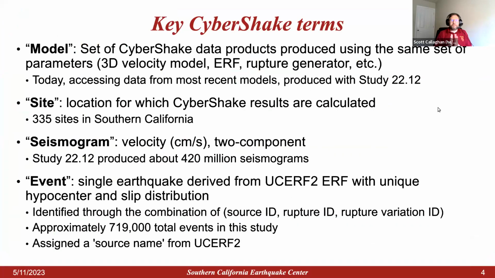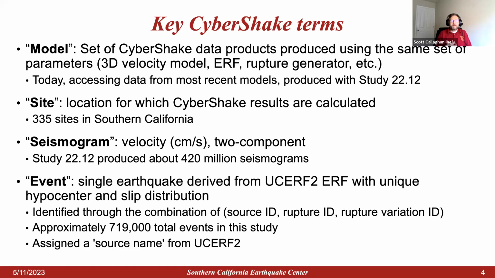The next thing I want to do is define a couple of key terms so that as I go through this training and I'm talking about various concepts, I make sure that you understand what I mean. When I'm talking about a model, I'm talking about a set of CyberShake data products, usually for different sites, that are all produced using the same set of input parameters. So they're all using the same velocity model, the same earthquake rupture forecast, the same rupture generator. They're essentially comparable, and so you can think of them as one giant data set.